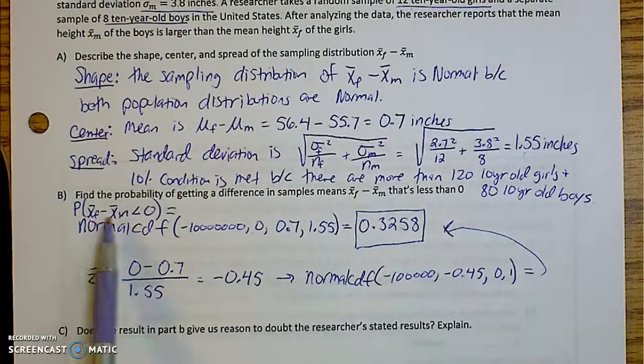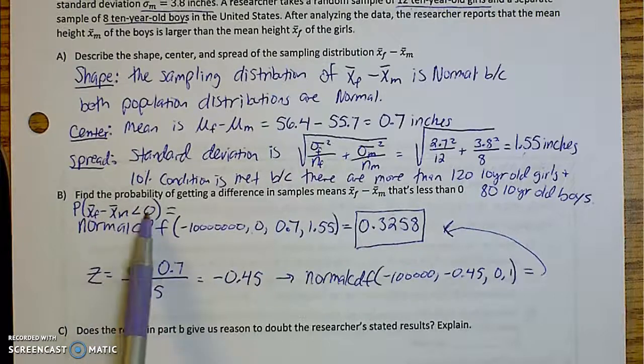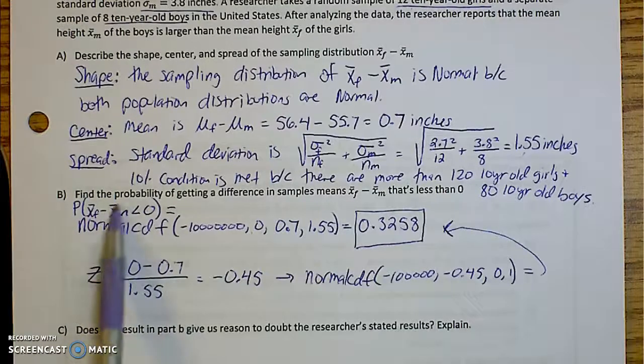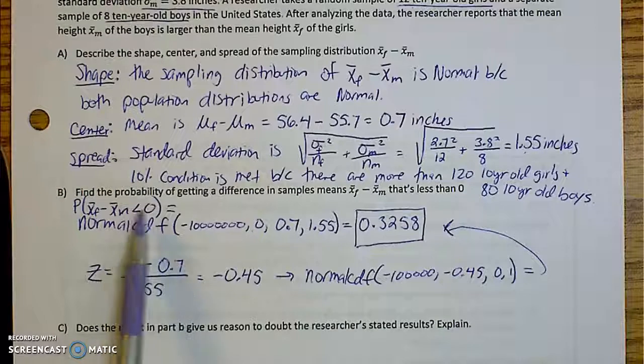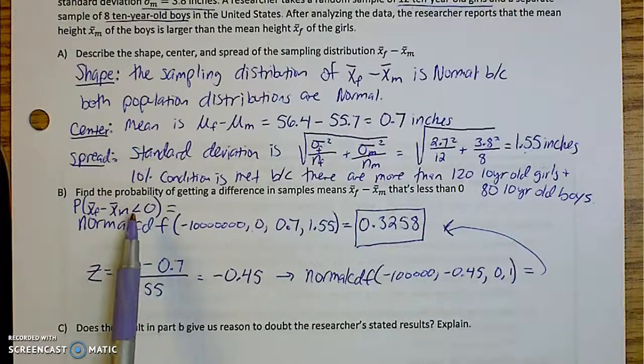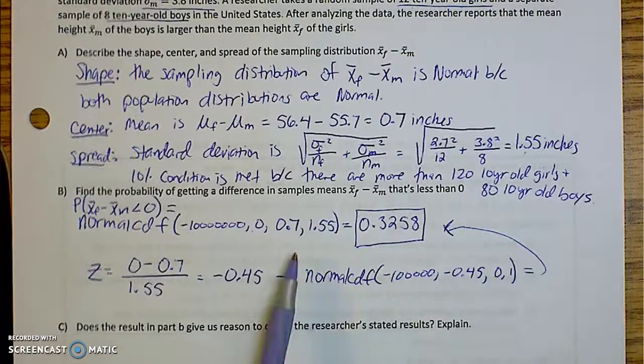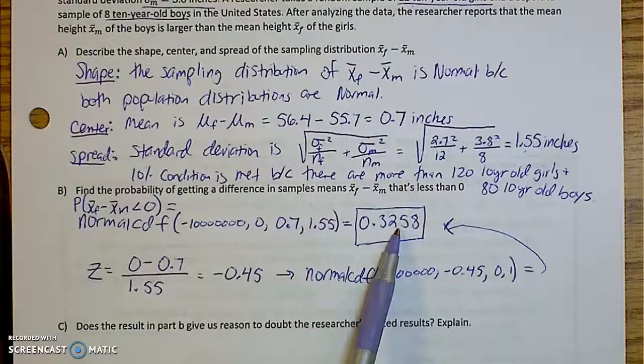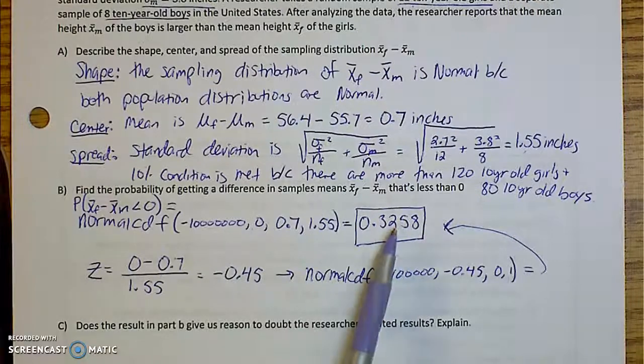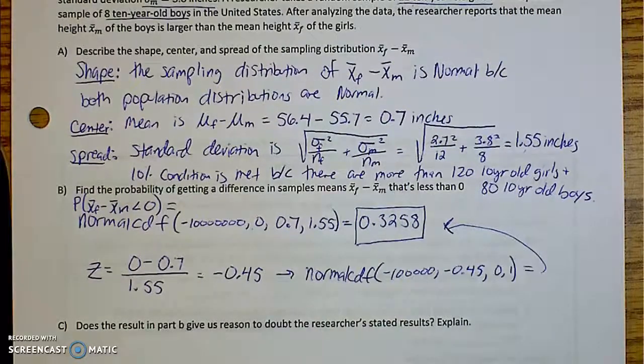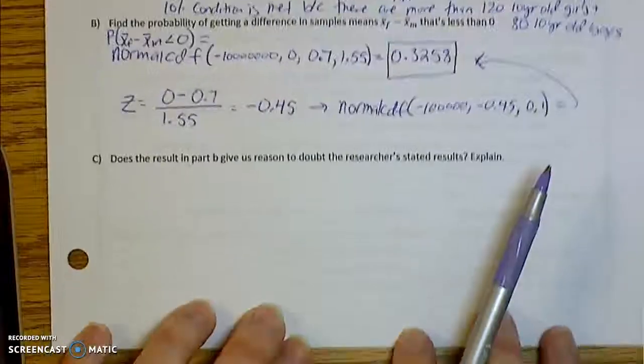meaning the difference between females and males would be negative, right? Because this would be a greater number. So a number minus a bigger number gives you a negative number. That's why it's less than 0. If that's true, what we found in part B shows that there's about a 33% chance of getting a difference in sample means that's negative. So this really doesn't give us much reason to doubt the claim, right? This is pretty likely. It's not an unusual value for the probability. So let's just put that into writing.